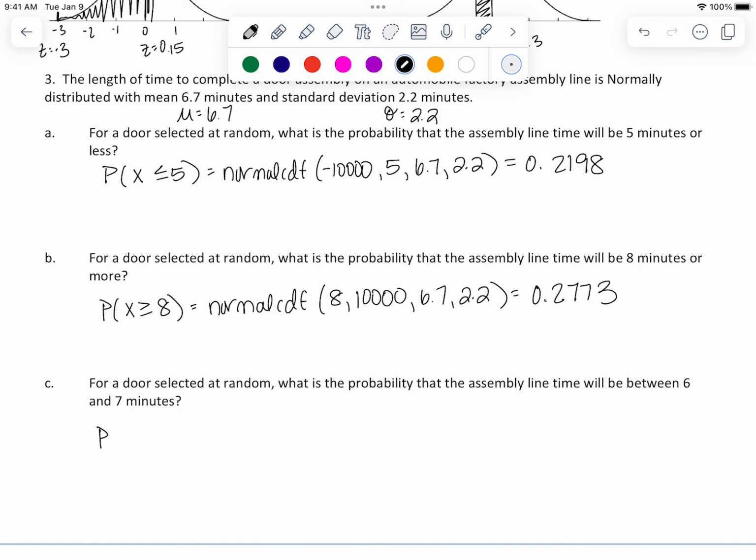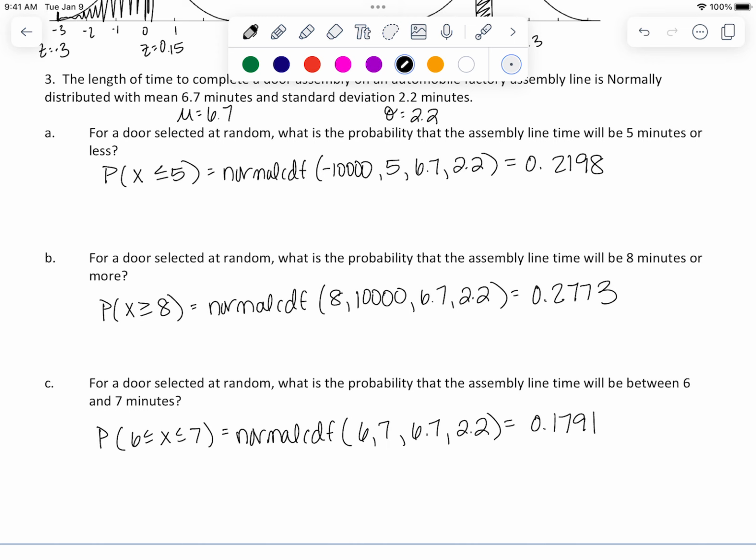For a door selected at random, what's the probability the assembly line time will be between 6 and 7 minutes? So we're looking at the probability that 6 less than or equal to x less than or equal to 7, because we want between 6 and 7 minutes. So normal CDF, 6, 7, 6.7, 2.2, and this is going to give us 0.1791.